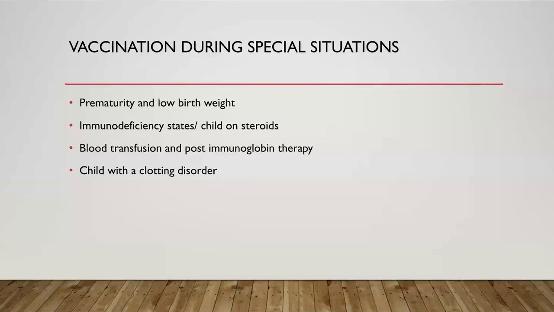Then vaccination during special situations. So there are special situations which I will talk about. There are 4 special situations: prematurity and low birth weight, immunodeficiency states or child on steroids, blood transfusion and post-immunoglobulin therapy, child with a clotting disorder.